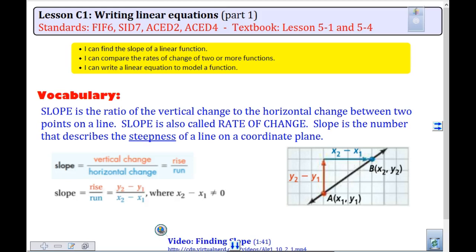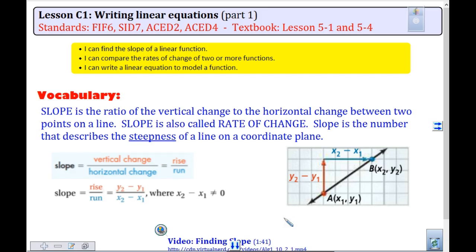In your function, I can compare rates of change. You guys did a lot of rates of change last year, and I can write a linear equation to model this function. So it says, for our vocabulary, slope is the ratio of the vertical change to the horizontal change between two points. Slope, also called the rate of change, slope is a number that describes the steepness of a line in a coordinate plane.